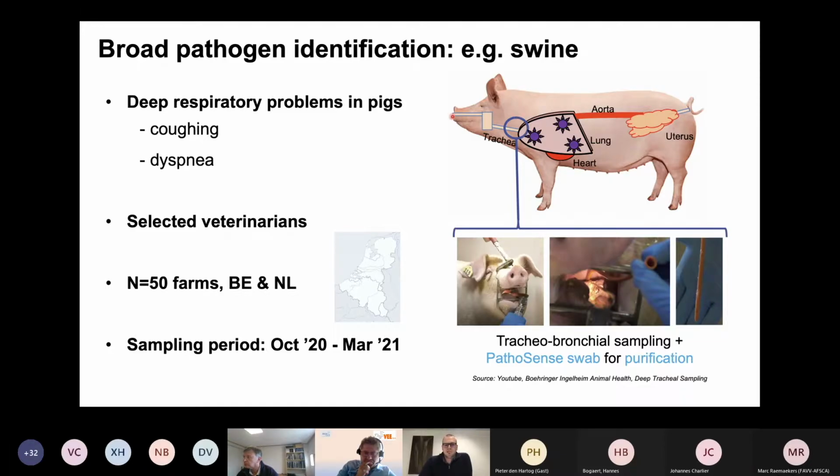So these vets have been taking tracheobronchial samples. So they put a catheter in the trachea of the swine, and then they collect the mucus, and then they purify with the PathoSense swab. And we have tested these samples broadly with PathoSense.